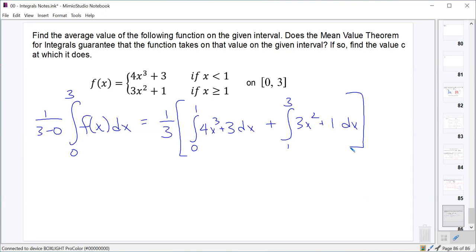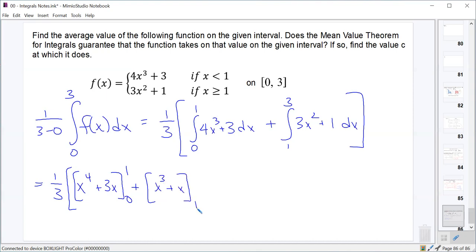So we're going to have two separate integrals to find, but we're then multiplying it by that 1/3. So we end up with 1/3 times the integral of 4x cubed plus 3, which is x to the 4th plus 3x. And that piece is going to be evaluated from 0 to 1. And then we'll add to that x cubed plus x, and that part's going to be evaluated from 1 to 3.